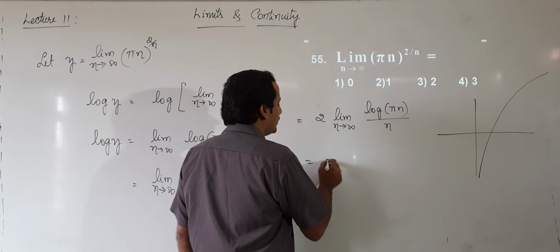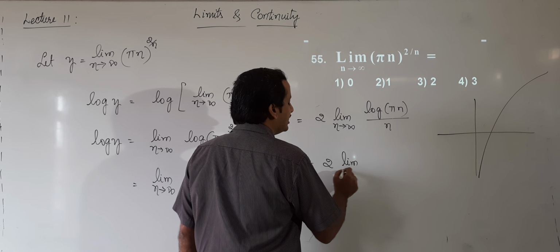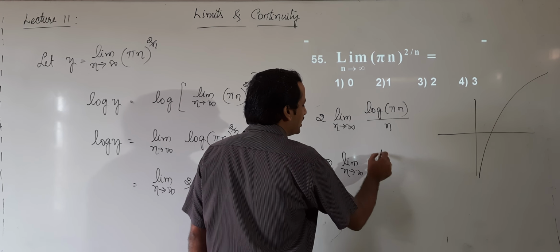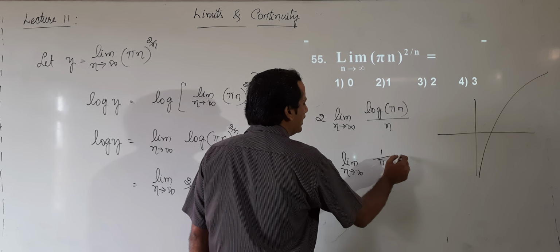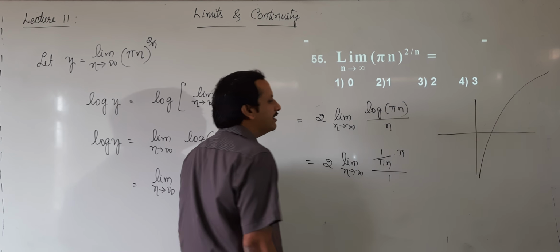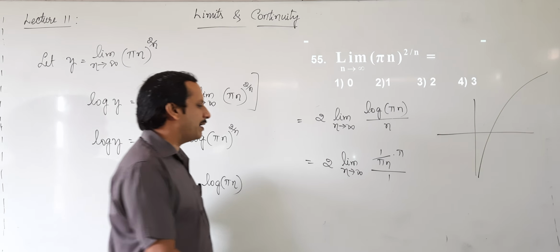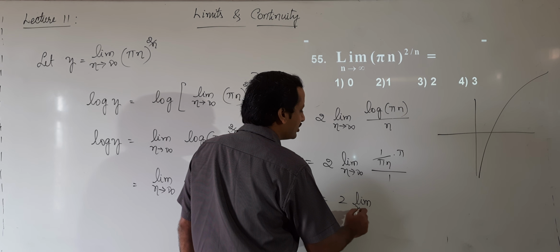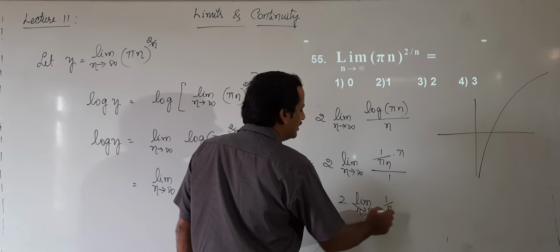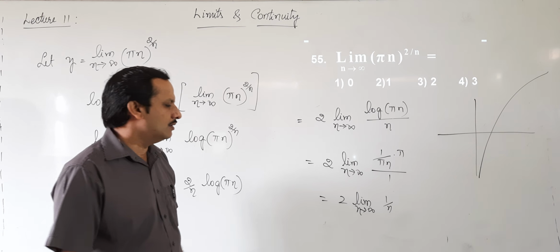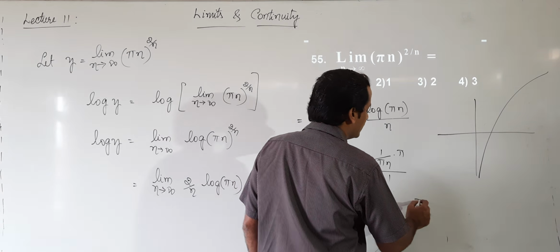Okay. So 2 into limit n tends to infinity. Log pi n, if I differentiate it, I am getting 1 by pi n into pi, the derivative of pi n, divided by 1. Here n is the variable, and the derivative of n is 1. So pi gets cancelled. You will have 2 into limit n tends to infinity 1 by n. So as n tends to infinity, what happens to 1 by n? 1 by n will become 0. So 0 into 2 is equal to 0.